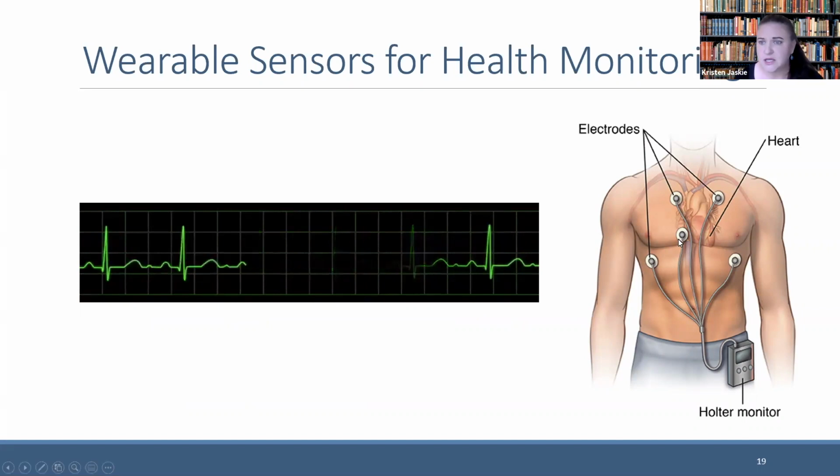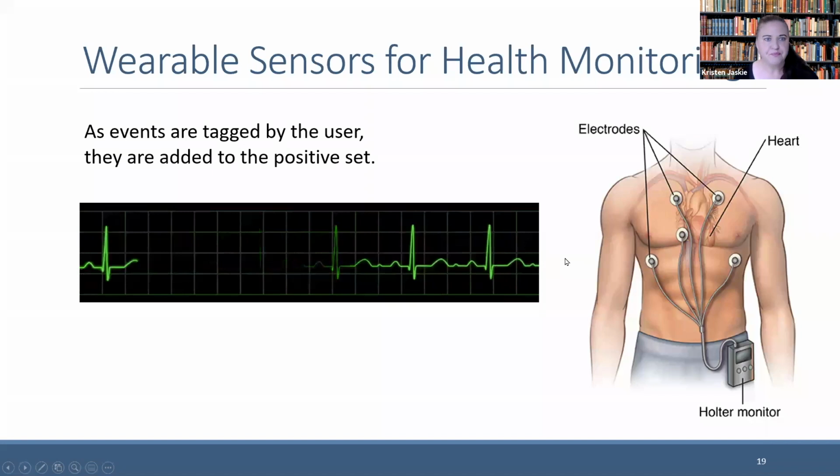You wear it, it connects to your skin with these stickers, and it measures your heart. Every time you feel a heart arrhythmia, you hit a button. So you hit a button when you feel something that doesn't feel quite right. The idea is that it gives data to your cardiologist to let you know when you feel something off, and your cardiologist then looks at that and tries to determine if there's anything going on. So the events that are tagged by the user can be the positive set. So this is the positive data.